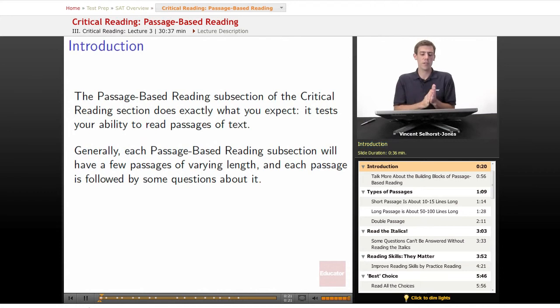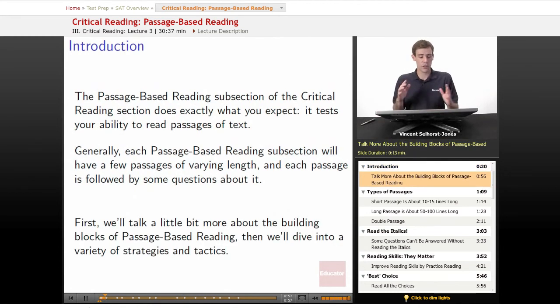The passage-based reading subsection of the critical reading section is going to test pretty much exactly what you'd expect it to test. It's going to test your ability to read a passage of text and then answer questions about that passage of text. Generally, they're going to have a few passages of varying length. The very last one normally just has one passage, but you'll get a sense for what it's like as you do more practice tests on your own and you do practice sections. But generally it has passages of varying length, and then each passage is going to be followed by some number of questions depending on the length of the passage. The longer the passage, the more questions it has.